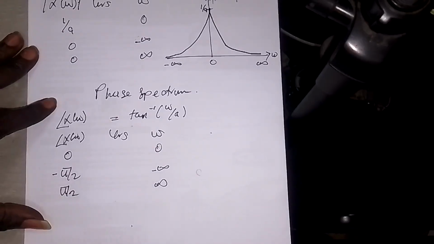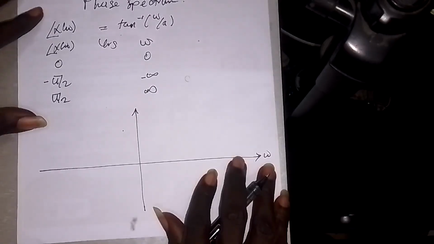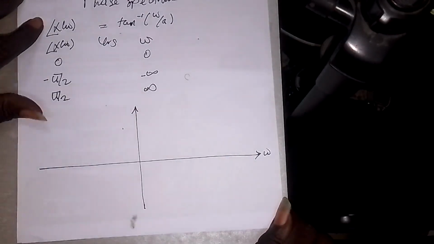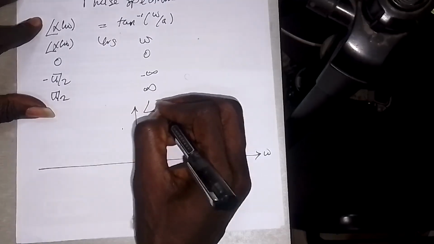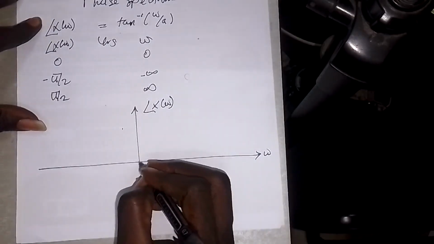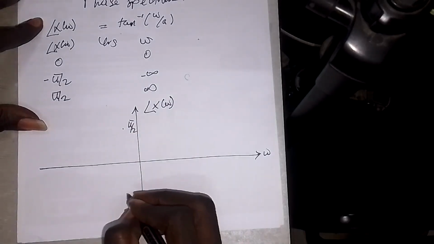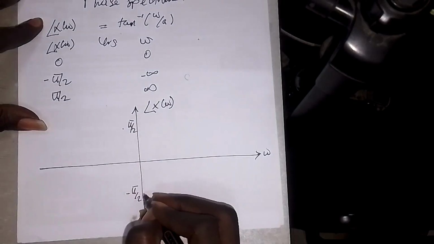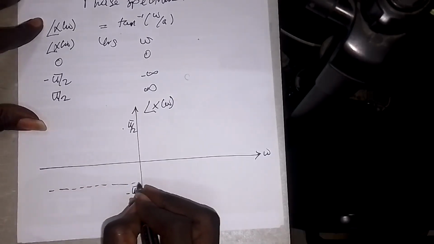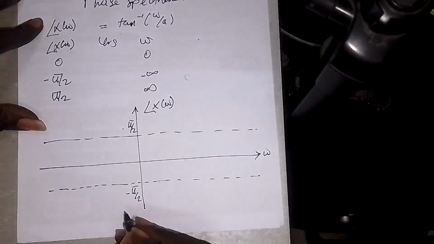So from there, let's draw this thing here. This one here is omega, and here is the angle, X of omega. Okay, right. So now here is 0, 0. Okay, this place is pi on 2. This place is minus pi on 2. So let's say pi on 2 is going this way, and then minus pi on 2 is going this way.